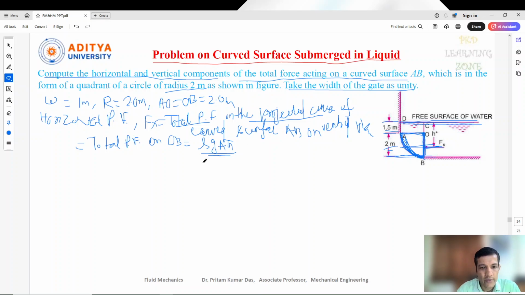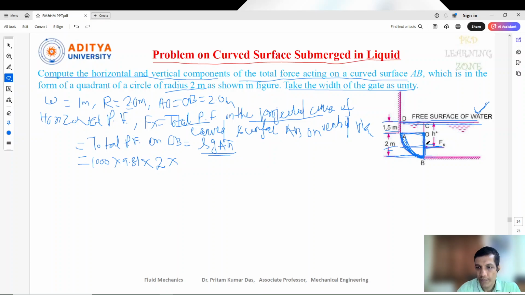Now here we can find out, we know the density of this liquid. That is what we have considered: water. So the density of the water, rho, equals 1000 kg per meter cube. And g we know is 9.81. And area we can find out: area is nothing but the height and width that are given, so we multiply, that is 2 into 1, 2. And this h bar we need to calculate here.